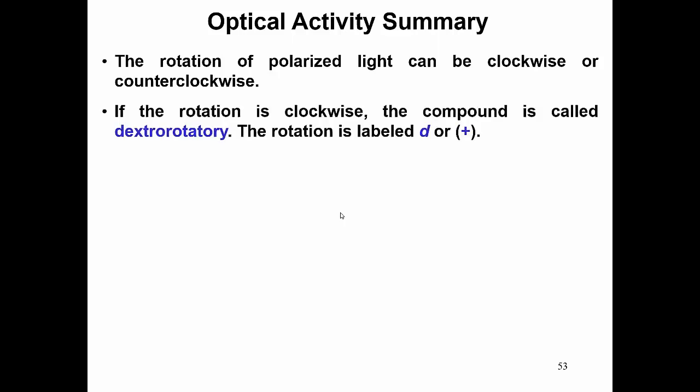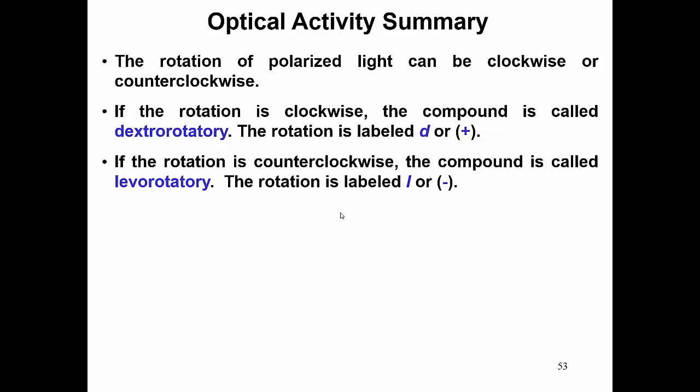Okay, rotation of plane polarized light can be clockwise or counterclockwise. If the rotation's clockwise, that compound is called dextrorotatory, and the label we give for that is D or plus. If the rotation of the light coming out of the polarimeter is counterclockwise, we call that compound levorotatory. The label is L. I kind of think of that as left for counterclockwise, but it really means levorotatory. L or minus, levorotatory; D or plus, dextrorotatory, clockwise rotation of the plane polarized light.